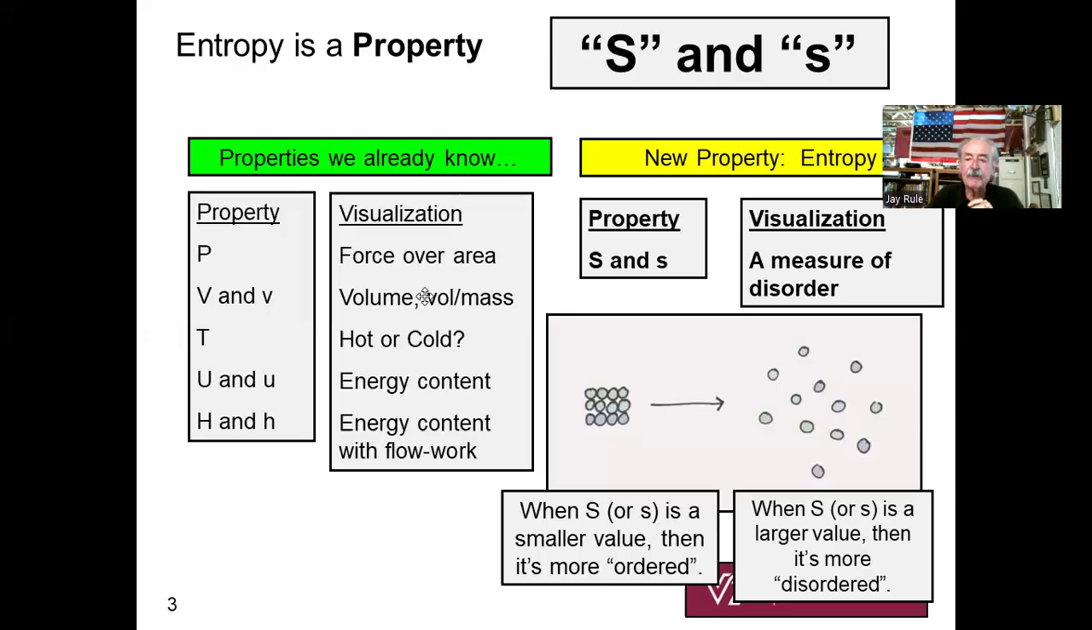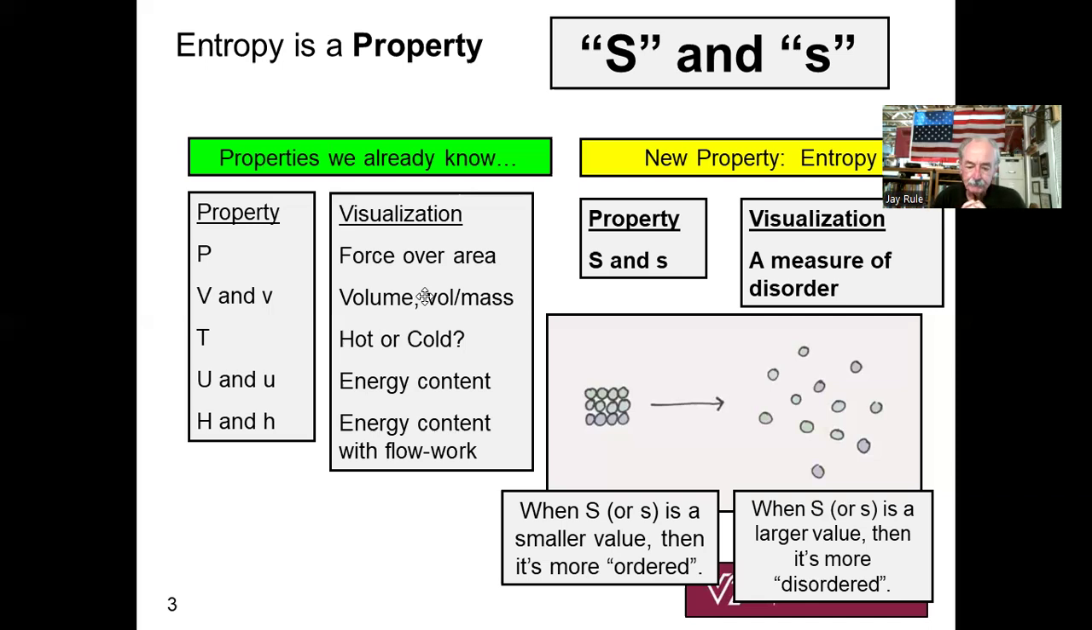Now in Chapter 5, we've got a new property called entropy, capital S and little s. And here's your visualization. You got the idea of the visualization over here on stuff you already know? All right, new visualization, entropy. The visualization of entropy is a measure of disorder. And I've got to tell you that it took me a number of different courses in thermo to get to this. So you can maybe just go with me on this. My suggestion to you is to visualize entropy as a measure of disorder.